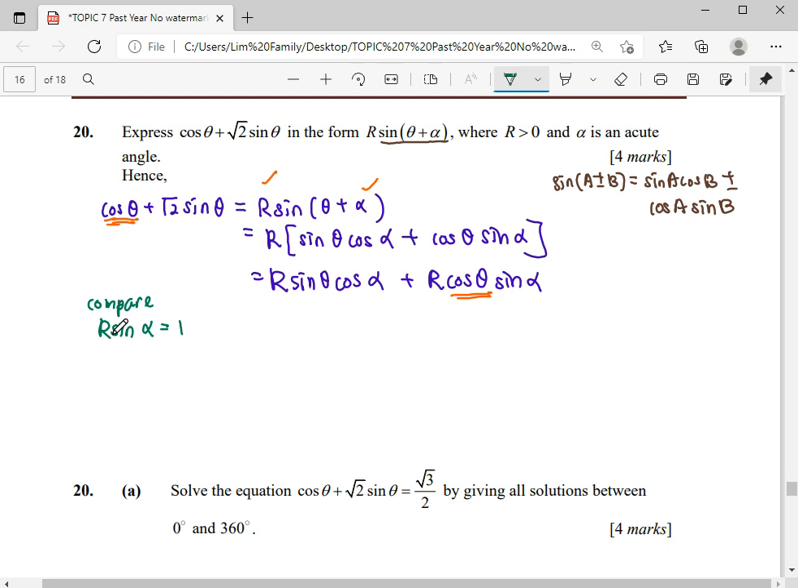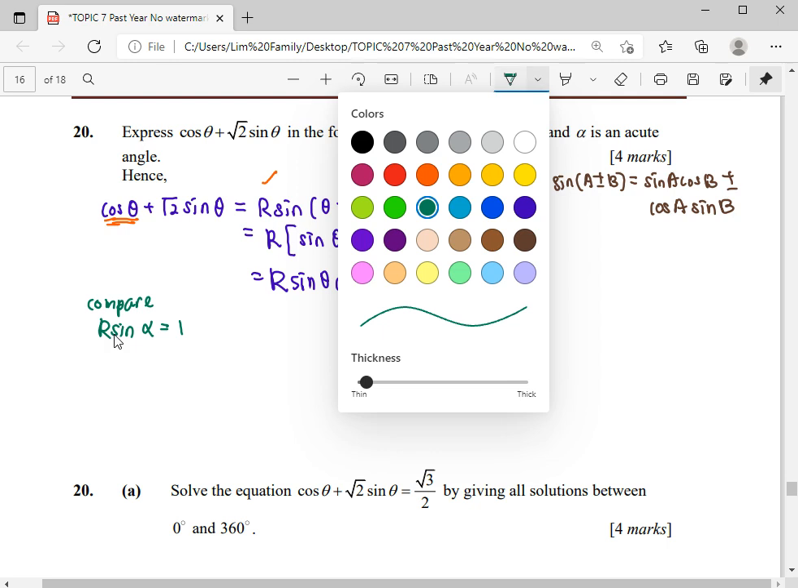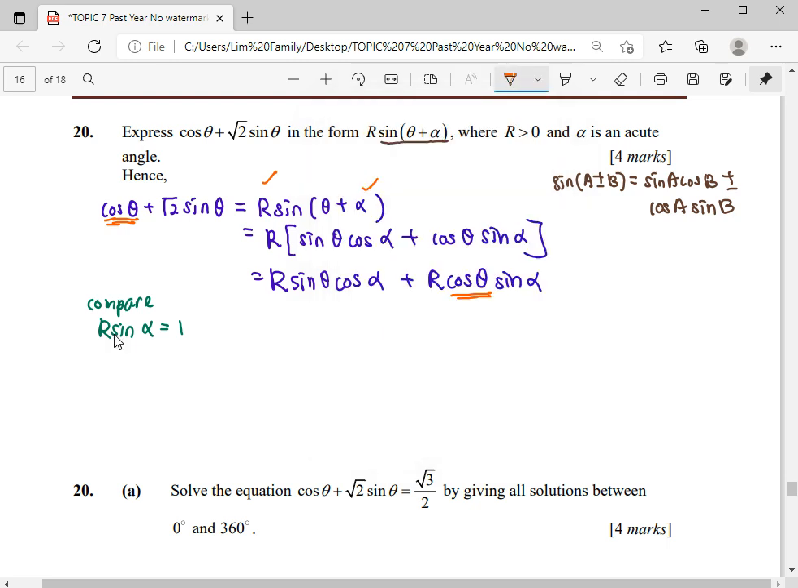And then we continue, we compare another term here. Sine theta. We can see sine theta is here. The coefficient of sine theta is positive square root 2. So r cos alpha is equal to square root 2. Comparison. So now we have two equations in order to find our two unknowns here. We want to find out what is our r and what is our alpha.